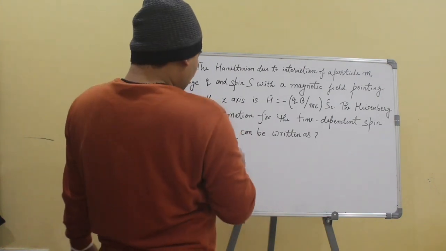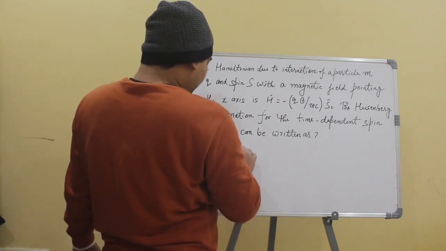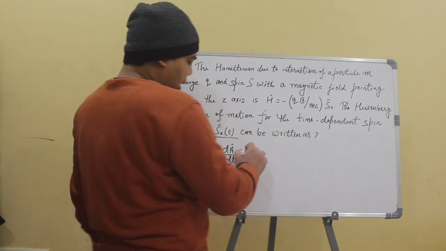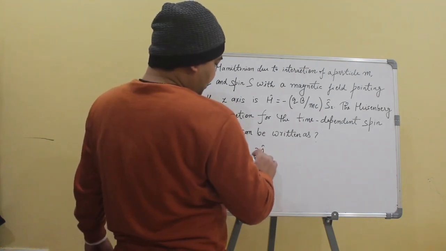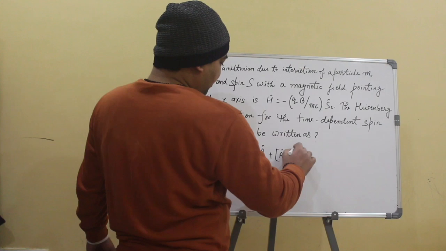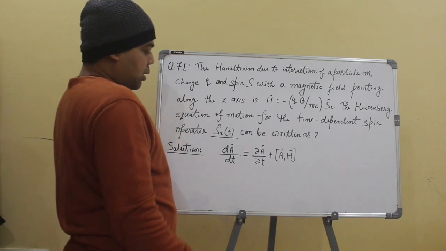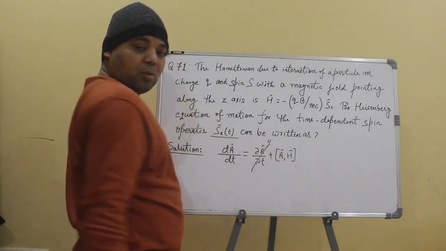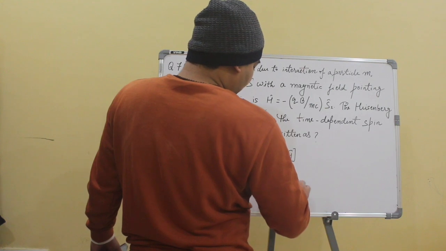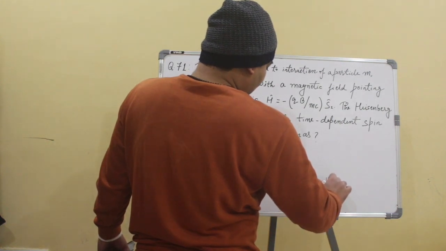Right? So let us write the Heisenberg's equation of motion, which says that for any operator A, it can be written as dA by dt equals del A by del t plus 1 by i h cut, the commutator of A with the Hamiltonian H. Now remember that this first term is mostly zero because the operator doesn't explicitly depend on time. No explicit dependence on time.